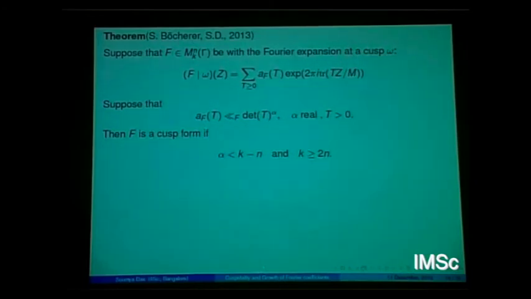So let gamma be an arbitrary congruence subgroup of Sp_n, completely arbitrary, and look at the Fourier expansion of your form f at an arbitrary cusp, omega, let's say, and it will have some Fourier expansion like this. Suppose you have some bound on the Fourier coefficients, for some real alpha and T positive definite, and then you can conclude that f is a cusp form, again if k is a bit large and alpha is less than k minus n.